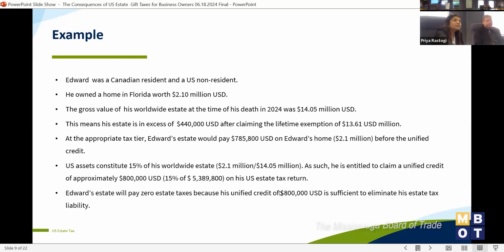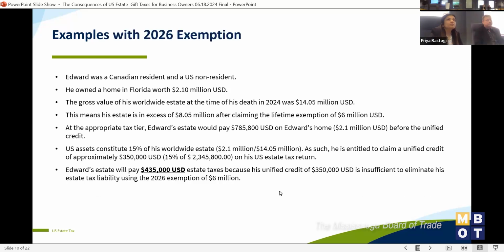So I did mention that this 13.61 million exemption would be changed effective January of 2026, which would be close to $6 million subject to inflation. What happens when your exemption all of a sudden goes from 13 million back to 6 million? Then in that scenario, after applying the appropriate credit, your estate tax would still be payable at $785,000, but now your credit got reduced because my exemption limit got reduced.